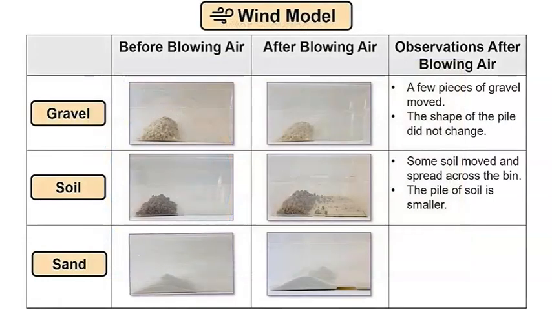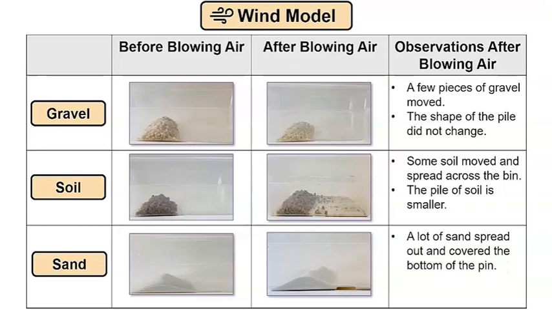We compared the sand before blowing air and after blowing air. Now we can record our observations of the sand after blowing the air. What did we observe? We observed that a lot of sand spread out and covered the bottom of the bin. We also observed that the pile of sand is flatter.